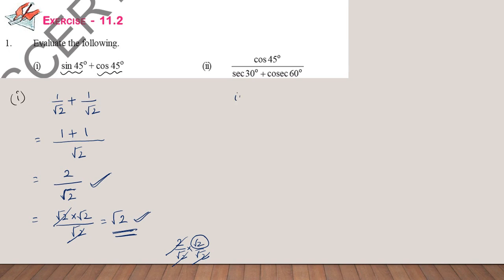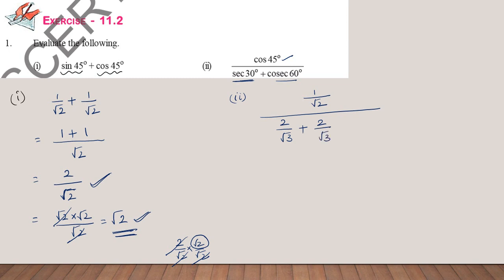Okay, next moving on to question number 2. How to solve this? Cos 45 degrees by secant 30 plus cosecant 60. Now let us see what is the value of cos 45. Just now we have written, 1 by root 2 divided by, what is secant 30? Before going to secant 30, simply we can remember cos 30, because secant 30 and cos 30 are reciprocal to each other, right? Cos 30 value is root 3 by 2. So secant 30 is 2 by root 3 plus cosecant 60. Cosecant 60 is also 2 by root 3.